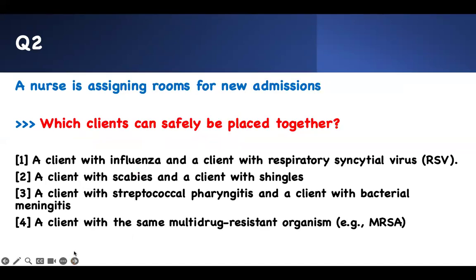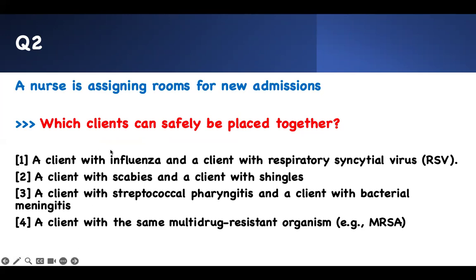Next question. A nurse is assigning rooms for a new admission. Which client can safely be placed together? That means who can be placed together, who can be cohorted. They say placement of two patients together. Cohorting is based on the same organism. That means the same pathogen, the same name causing the problem, not the precaution that you're taking, right?